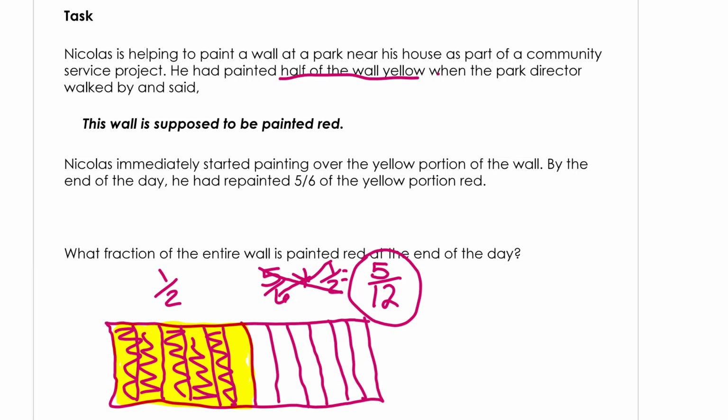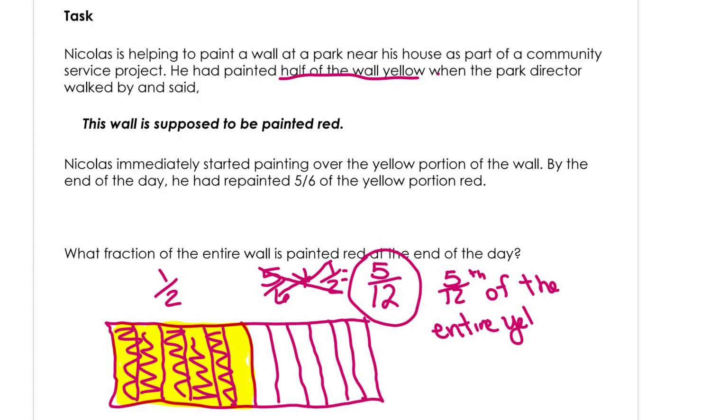So I would like to write this out in a sentence form. So I'm going to say, you want to scroll down now? I think I got it right here, Mr. Schmidt. Okay. So 5/12 of the entire yellow. No. Of the entire wall.